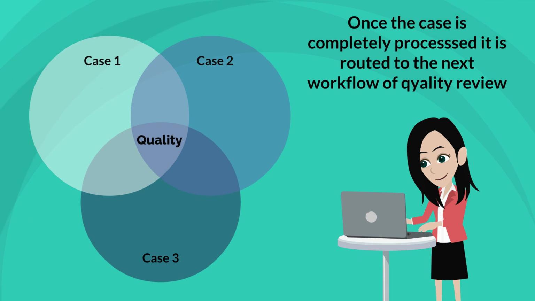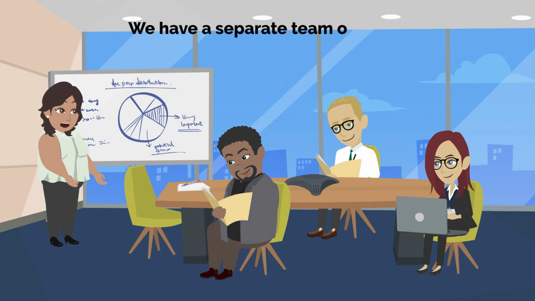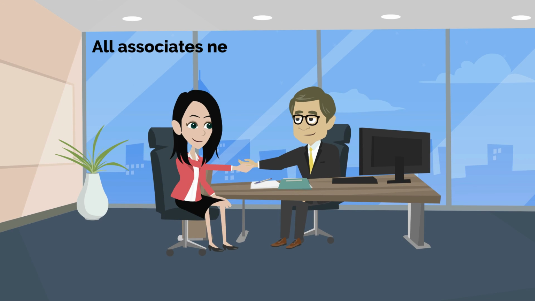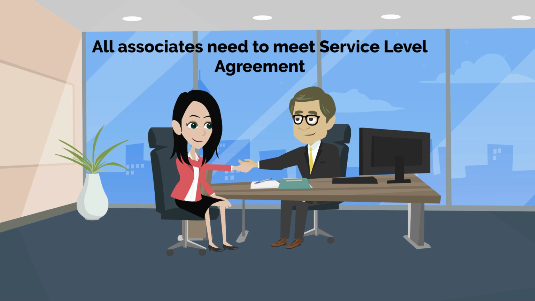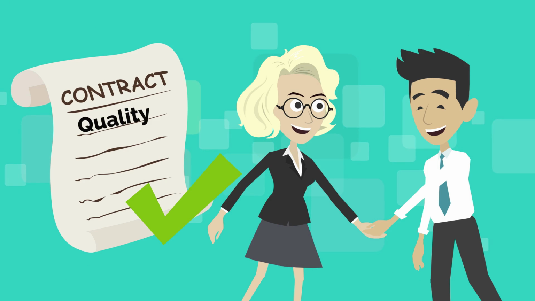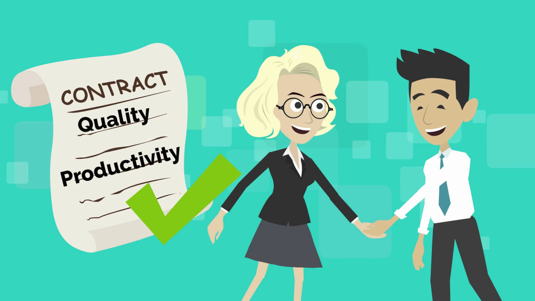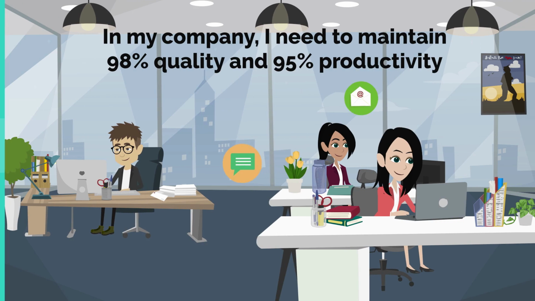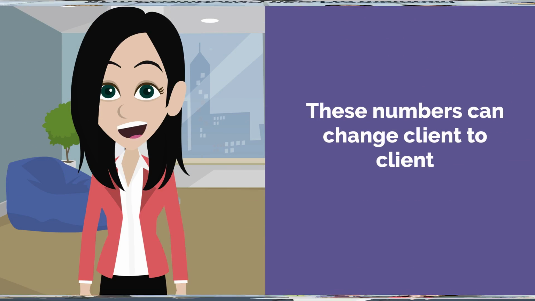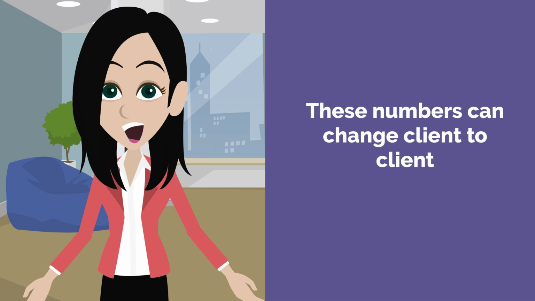Once the case is completely processed, it is routed to the next workflow of quality review. We have a separate team of quality reviewers to whom the cases in quality review are assigned by the workflow manager. All associates need to meet SLA, that is service level agreement. SLA is nothing but the agreement made between the client and the organization about the parameters like quality and productivity. Like for example, in my company, I need to maintain 98% quality and 95% productivity. These numbers can change client to client.